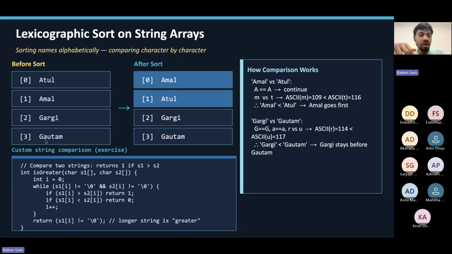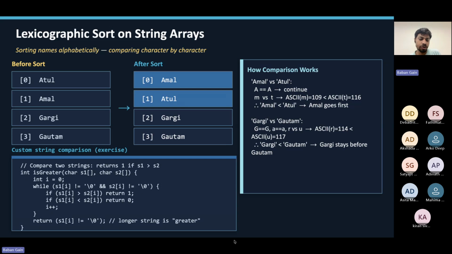So by lexicographical comparison, we mean that we have to check element-wise, and if some element is lesser and some element is greater, then obviously we have the answer. But if it is the same, then go to the next element. If that is also the same, go to the next character.